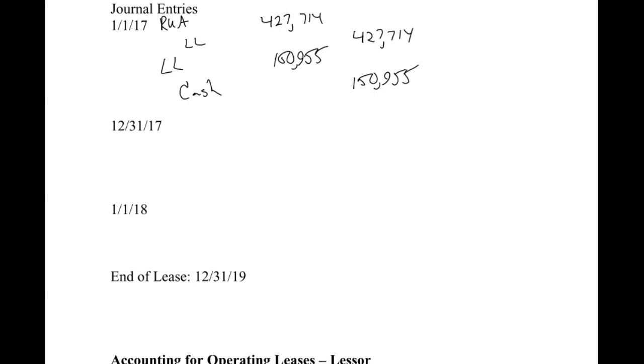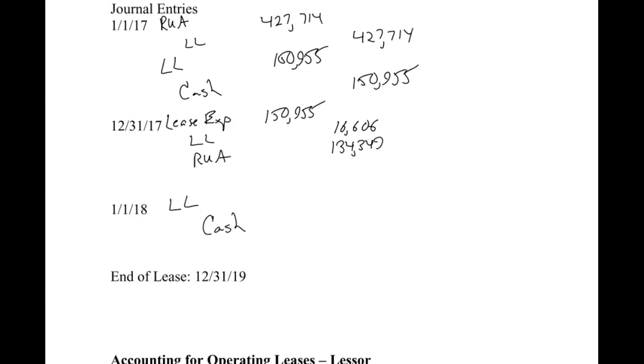All right, so here at 12/31, remember we're accruing interest, but we're putting everything as lease expense. Okay, so that's 150,955, and then we'd have lease liability for 16,606, and then the RUA is getting reduced by the 134,349. Okay, and then the next day we pay it, so the lease liability and cash come off the books at 150,955.